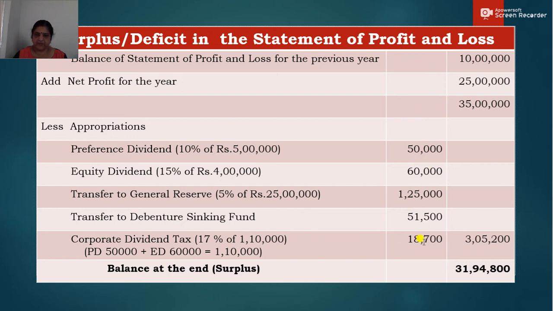So the total appropriation includes 50,000 plus 60,000 plus 1,25,000 plus 51,500 plus 18,700, that is 3,05,200. The total profit was 10 lakh opening balance and current year profit 25 lakhs, so the total comes to 35 lakhs. When you deduct the total appropriation of 3,05,200 from 35 lakhs, the balance at the end, that is surplus, comes to 31,94,800. Is it okay?